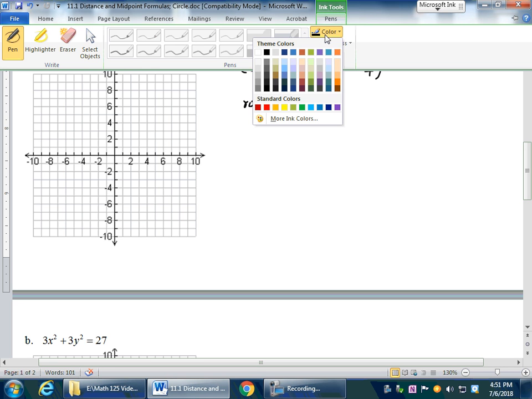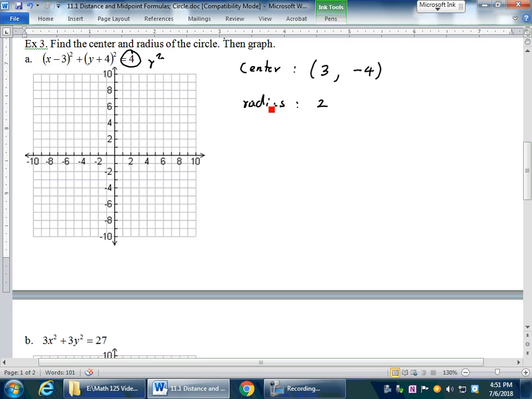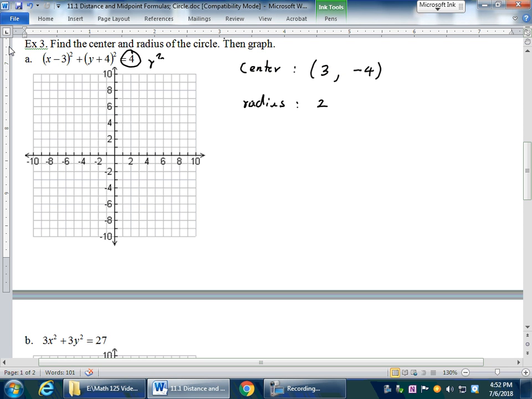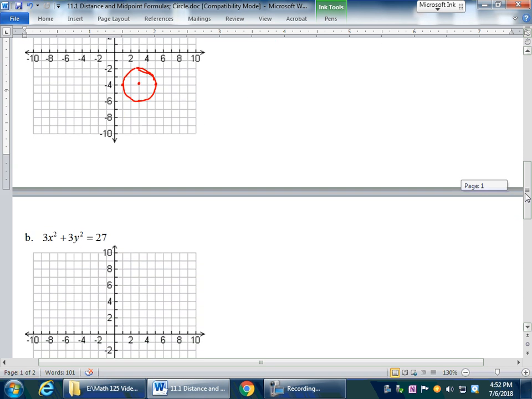So first, plot my center, (-3, -4), which is right here. And after that, what you do is count the radius: up 2 units, down 2 units, left and right 2 units each. So right here is a point, right here is a point, right here is a point, right here is a point. And with that, I will be able to graph a circle through those points. So that's how easy it is. Right? So let's continue on to the next one.